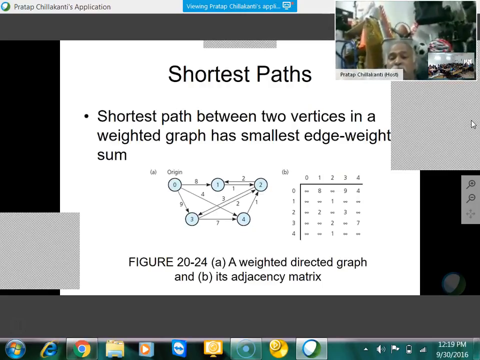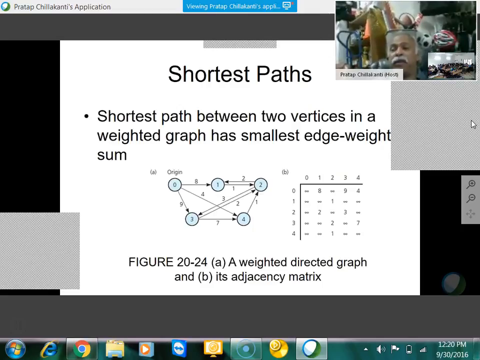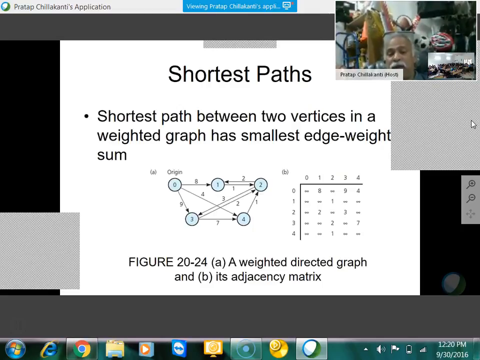Let's say you want to go from 0 to 2. How many paths are there? You have node 0 going to 3 to 4 to 2. If you add up, that will be 9, 7, 16 plus 1, 17. But you also have a path 0, 3, 2, which is only 11. Is that the shorter path from 0 to 2? No, probably not, because you have another path from 0, 1 to 2, which is 9, right? So there should be some algorithm which would let you figure out the shortest path from a given point A to a destination point B.